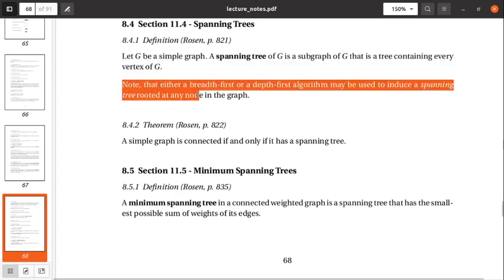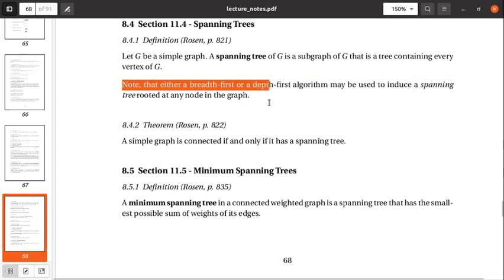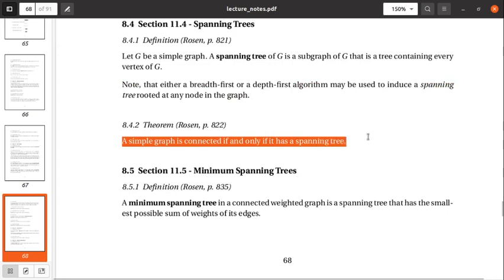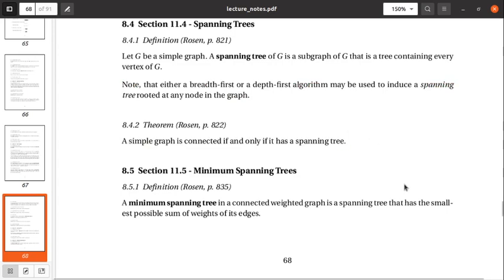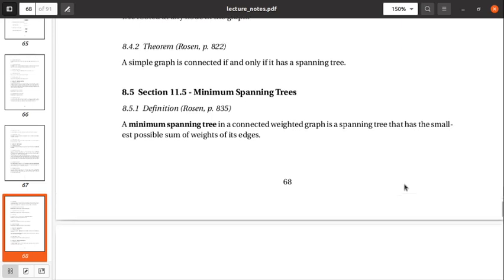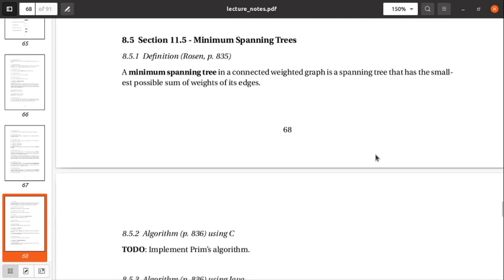Okay. So note that either a breadth first or depth first algorithm may be used to induce a spanning tree rooted at any node in the graph. Okay, theorem. A simple graph is connected if and only if it has a spanning tree. And that makes sense. If your simple graph is not connected, then you won't be able to generate a spanning tree, or some tree from the graph, which includes every vertex, because it's not connected. It's missing an edge somewhere along the way that would make it into a single unit.